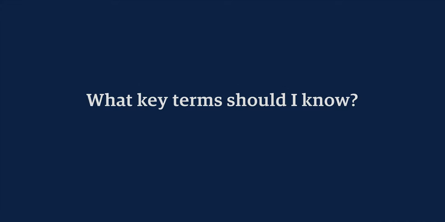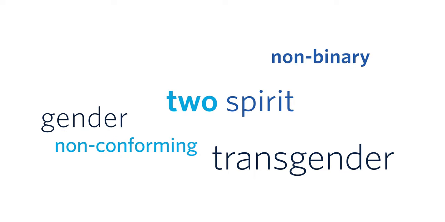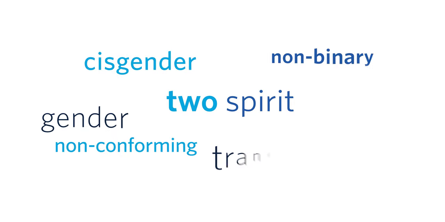Some of these terms are two-spirit, transgender, non-binary, gender non-conforming, cisgender. Two-spirit is a cultural and gender and sexual identity specific to Indigenous people. It is an umbrella term used by many Indigenous people in Canada and the United States, or what we would call Turtle Island. There is also great diversity in community-specific terms in different native languages that people may use. Importantly, all of these terms hold deep meaning for Indigenous people.